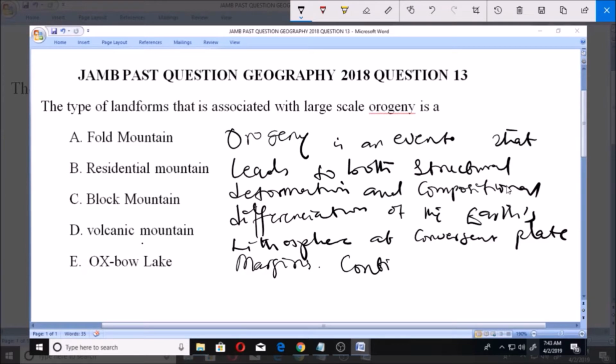It usually results in fold mountains. So orogeny usually results in fold mountain formation, as these are formed as a result of the Earth's movement at a certain level. We all know that fold mountains are formed due to the Earth's movement. Whenever there is pushing of the Earth to form mountains, that's how you get fold mountains. You have the Earth moving and folding up, you have fold mountain. So fold mountain is a result of orogeny, and that's why option A is the right answer for this.